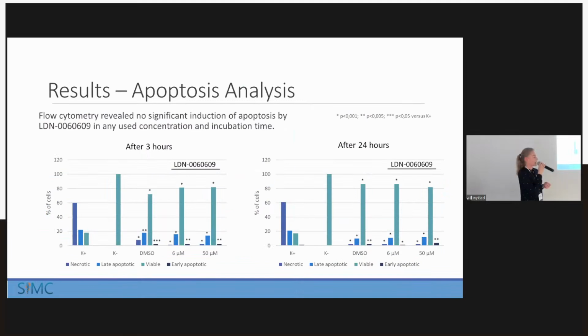And our results are that cells have no significant increase of percentage of necrotic cells after treatment with LDN, after incubation for 3 and 24 hours with LDN at concentration 6 and 50 micromole. The flow cytometry revealed no significant induction of apoptosis by LDN in any used concentration and incubation time.